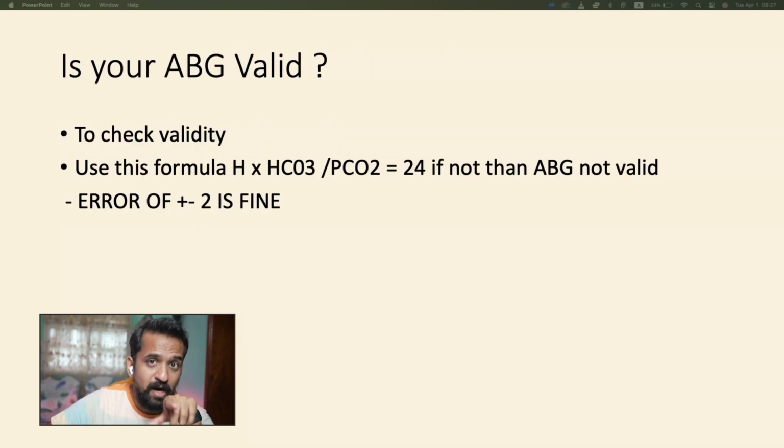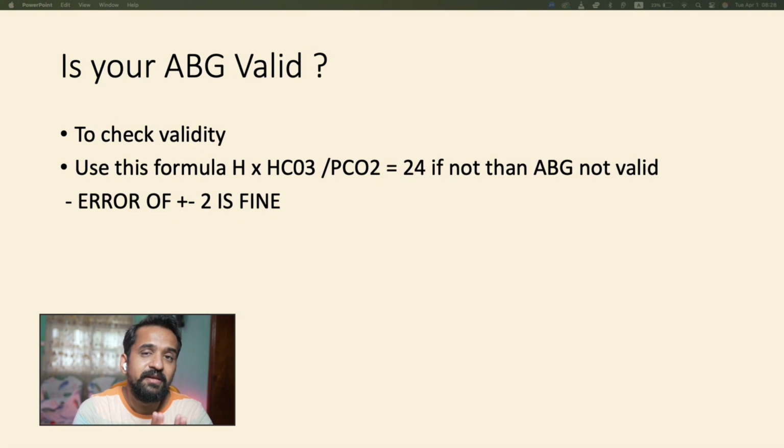Now, the first question to ask, before even wasting your time reading that ABG, is to know whether it's valid or not. And there is a simple formula for that. To check the validity, you need to know this formula: hydrogen ions times bicarbonate from the ABG divided by the partial pressure of carbon dioxide. If the value is 24, then you know your ABG is valid. The error is plus or minus 2, meaning it's not just exactly 24, but 24 minus 2, which is 22, and 24 plus 2, which is 26. So if it's in that range, this patient has a valid ABG.